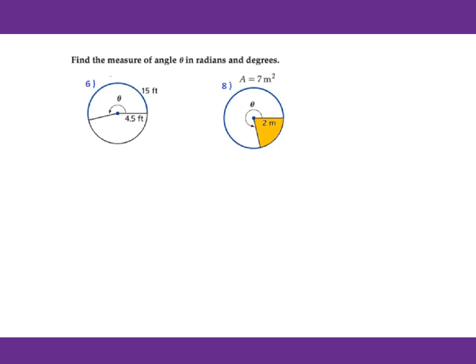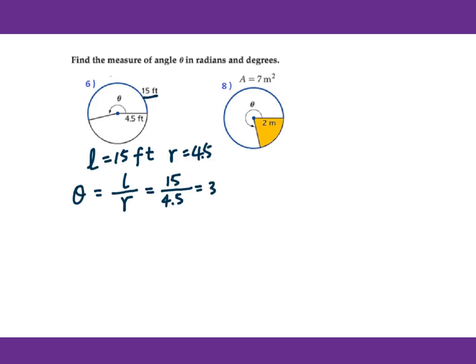Now let's go to number 6. Find the measure of angle theta in radians and degrees. For number 6, we are given the arc length, that's L equals 15 feet, and R equals 4.5 feet. Theta equals L over R. So we got 15 over 4.5. That is 3.333. Remember the unit is a radian.